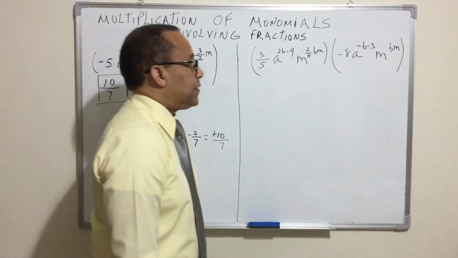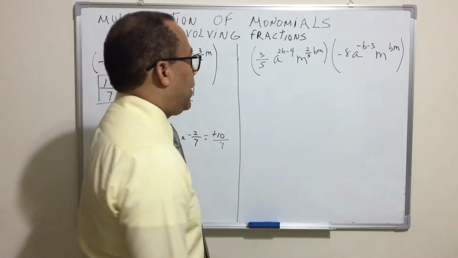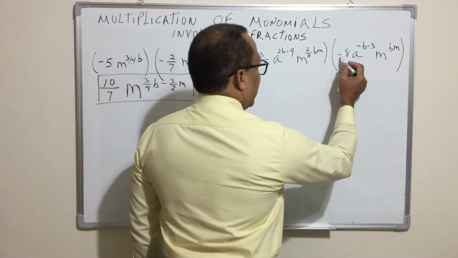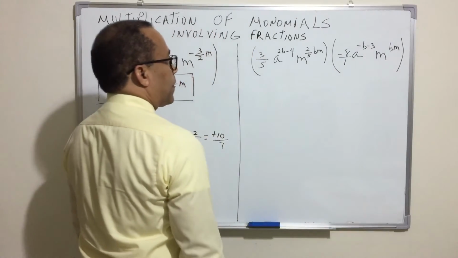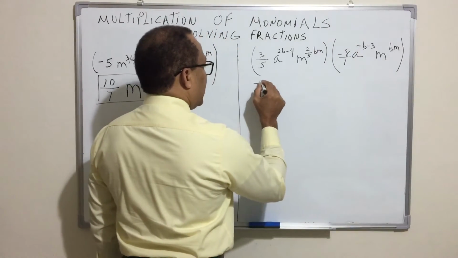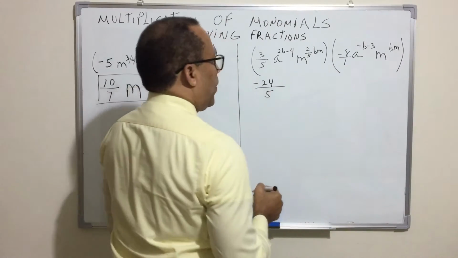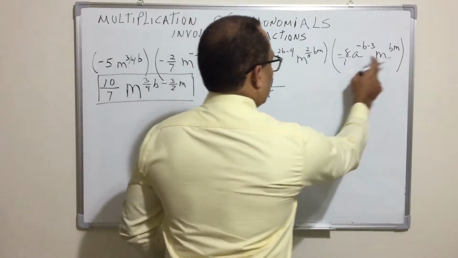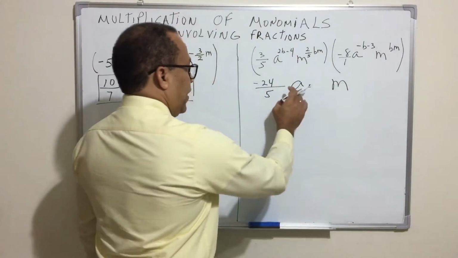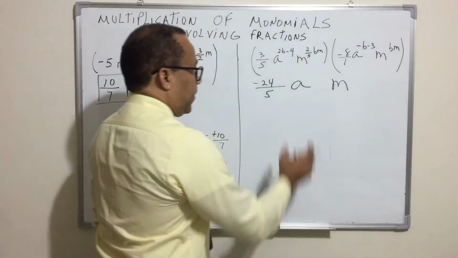Our second exercise, again, multiplying monomials, the same process. Let's multiply the coefficients. Now we know what to do. We know that this negative 8 has a 1 down here. So I'm multiplying 3 times negative 8 equals negative 24. 5 times 1 equals 5. What variables do I have? I have A and I have M. I don't have any other variables here as bases.